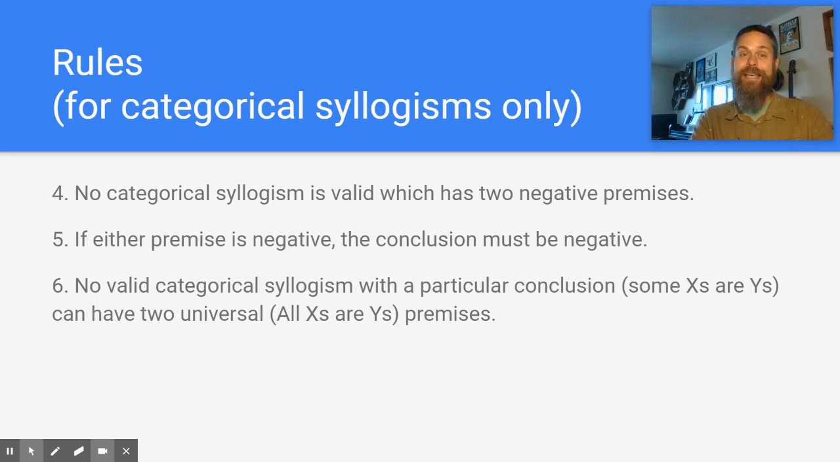Now take a look at your list of categorical syllogisms and try to identify whether they are valid or invalid. If you find them to be invalid, please note which of these 6 rules they don't follow. Which of these 6 tests do they not pass?